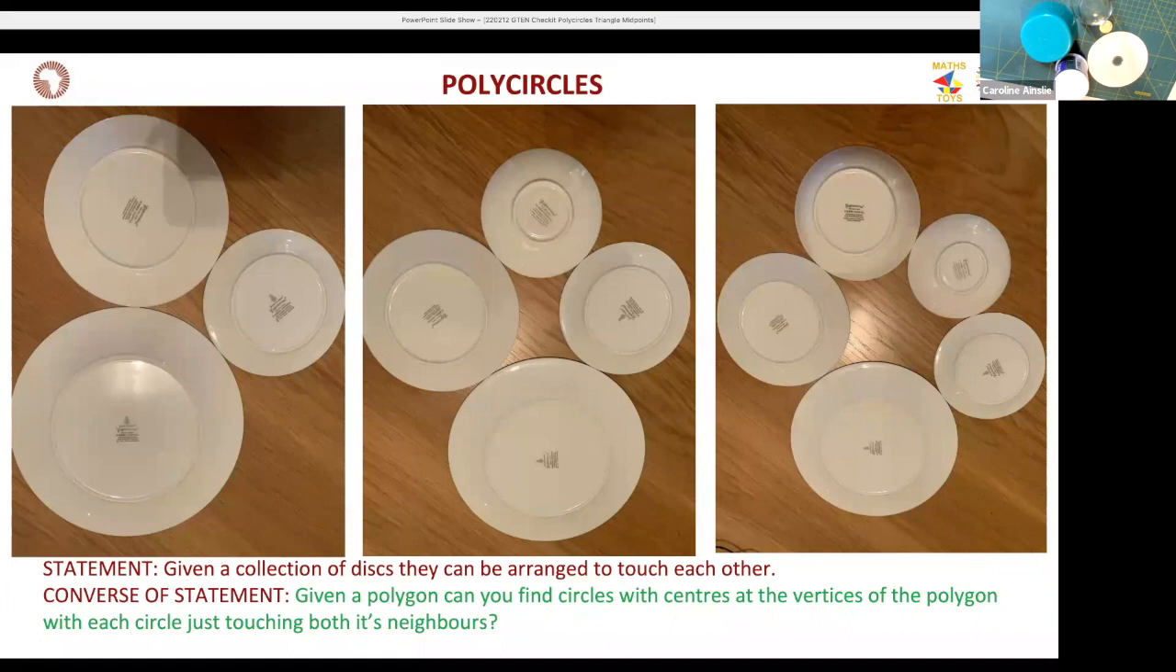Go ahead, Tony. I was going to say, logically in mathematics, a statement must be either true or false. And Caroline has demonstrated there that the statement is in red, and you've shown by my plates on the slide, that with any collection of discs, they can be arranged to touch each other. But is the converse always true? So if you start off with the polygon, can you find circles with centers at the vertices of the polygon, with each circle just touching both its neighbors? Is that true always? And that's the question we're going to be thinking about.